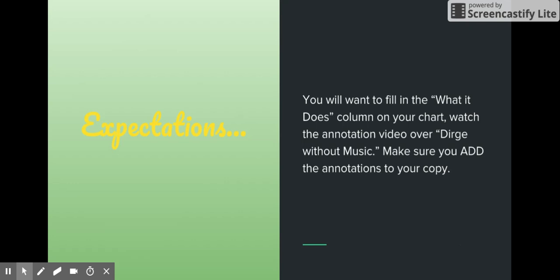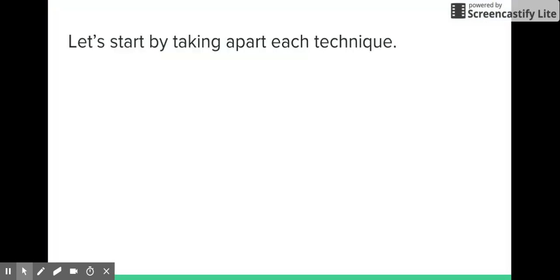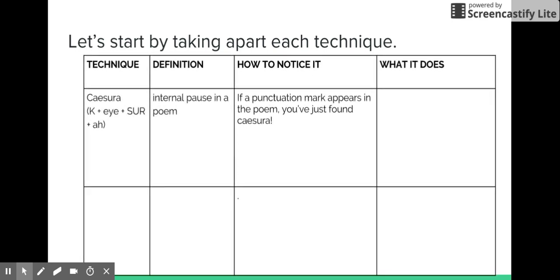Make sure that you add the annotations down. And while I'm not going to write everything that I say down, you're going to want to make sure you take some notes about the "what it does," because that's what we're thinking about. Okay, first of all, we're going to get started by talking about each technique.